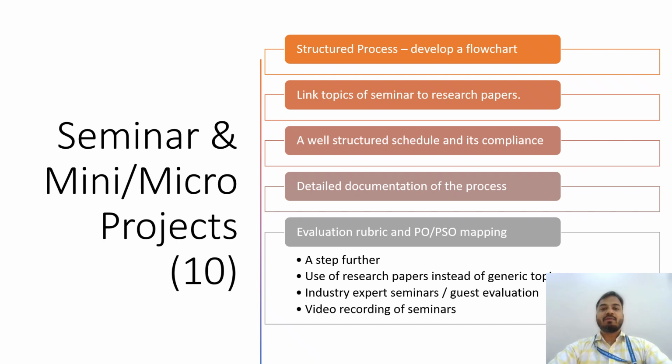We have to link the topics of seminar to research papers. Generally, for a seminar we cannot give a general topic. It should be an emerging topic which is linked to a research paper, which will add more value and can be justified very well. A well-structured schedule and its compliances for seminar have to be well documented. Once you give a topic or title related to the research, you have to define how many reviews there are and what the process of outcome is. A complete documentation process has to be maintained, and an evaluation rubric along with mapping of the seminar title to PO and PSO has to be maintained.